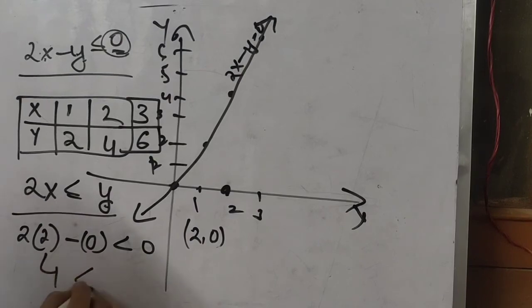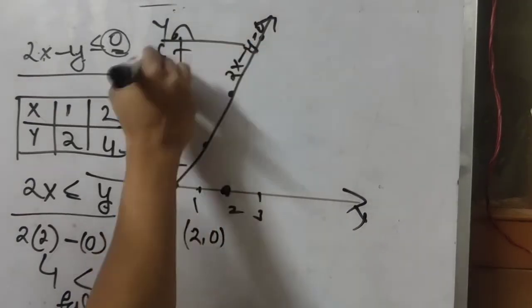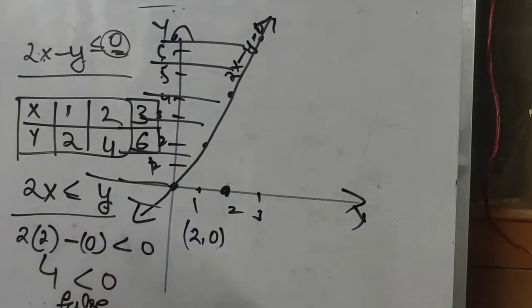4 is less than 0? False. So my statement has turned false, so my shaded region will be on this side. Okay, so that's all with this.